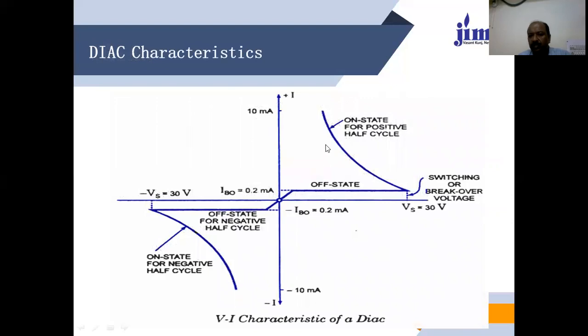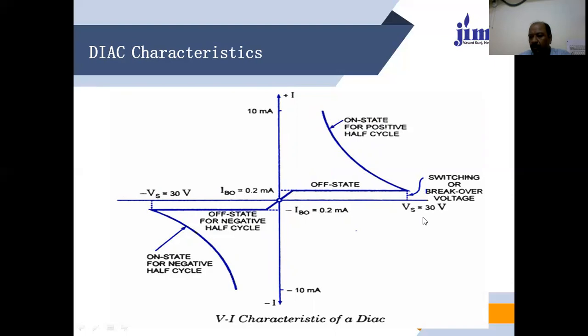This will be the characteristics of the diac. As we know, the diac will conduct in the positive half or in the negative half, so it will give you the same behavior as we know in the case of a diode. For the positive half, it will behave like this, and for the negative half, it will behave like this. There is an off state for the positive half, this will be the off state for the negative half cycle, this will be the on state for the negative half cycle, and this is the on state for the positive half cycle. And there is a breakover voltage, or switching voltage.